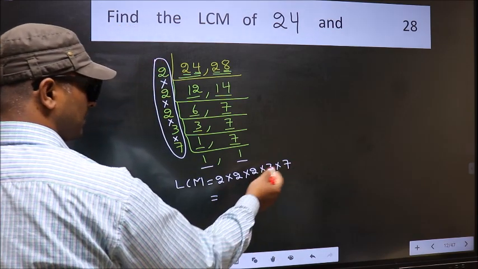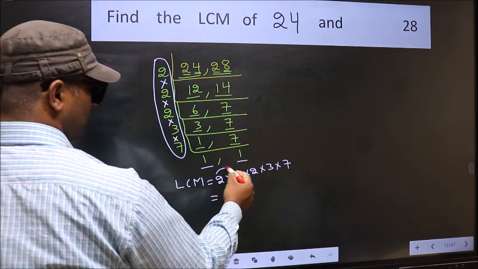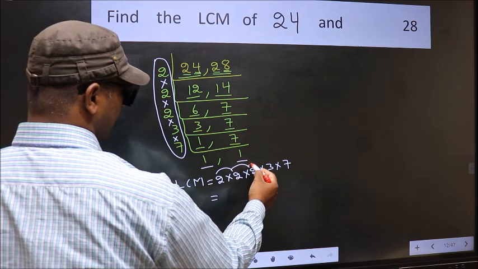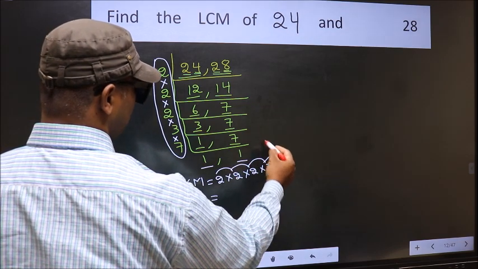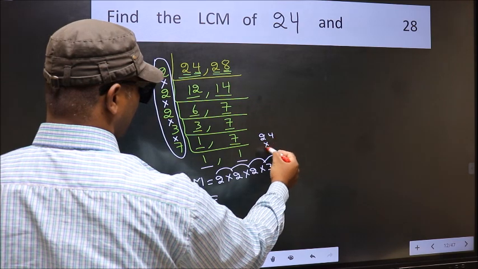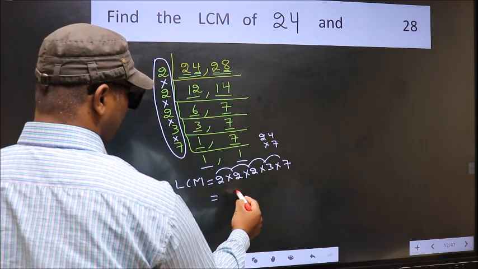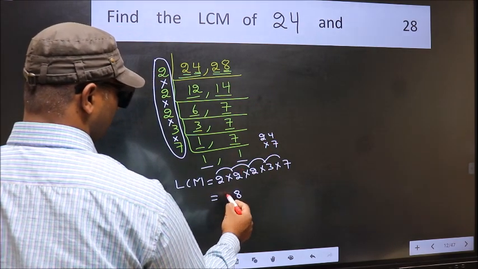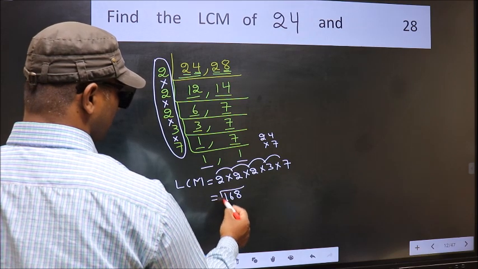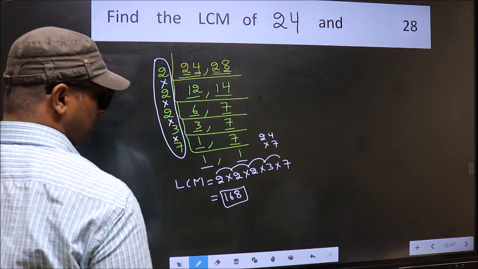So let us multiply these numbers. 2 into 2, 4, into 2, 8, into 3, 24, into 7. 7 4's 28, 7 2's 14 plus 2, 16. So 168 is our LCM.